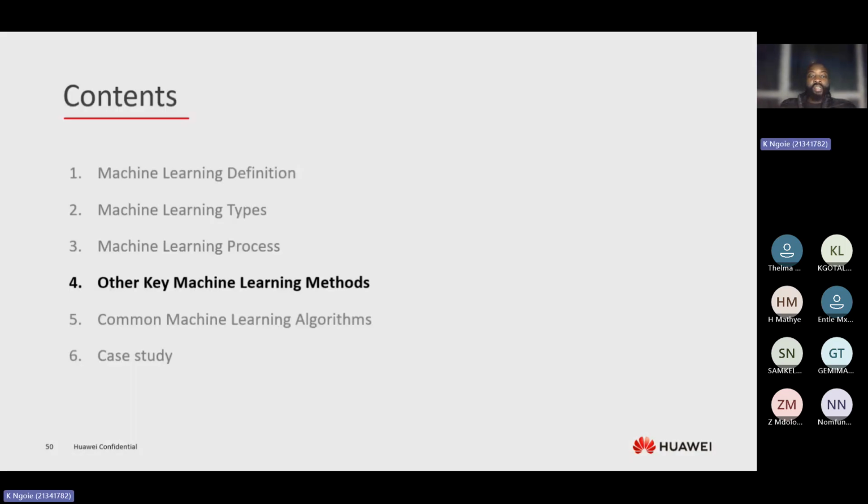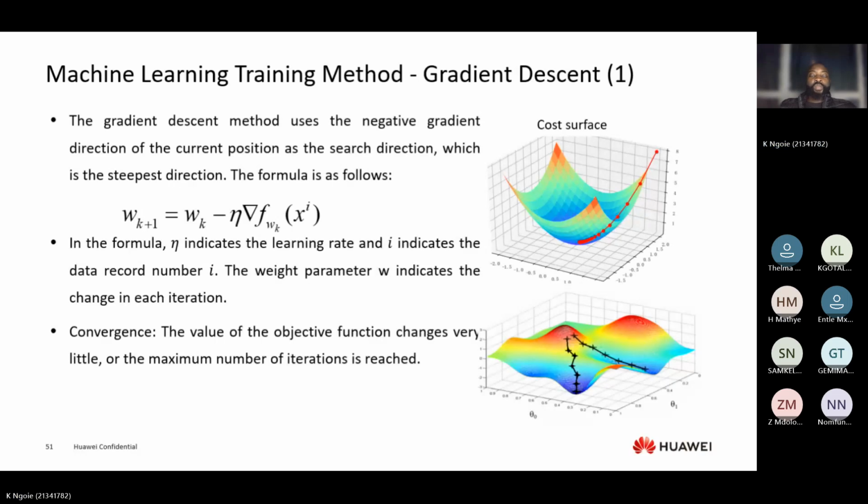Okay, another key machine learning method. Now remember, machine learning is all about learning from the data and reducing the error. The smaller the error, the better the model. So we have another method called gradient descent. What is gradient descent? It's just a method where we use a gradient formula in order to reduce the error.